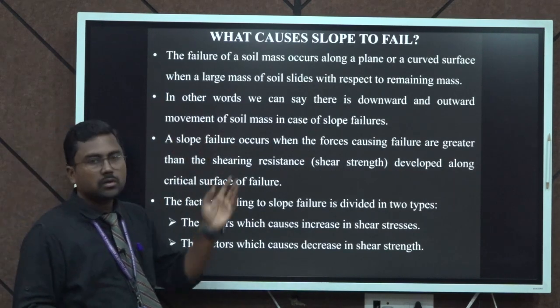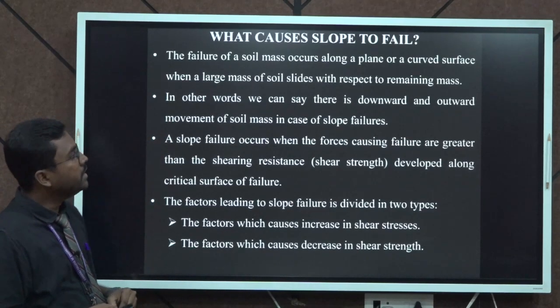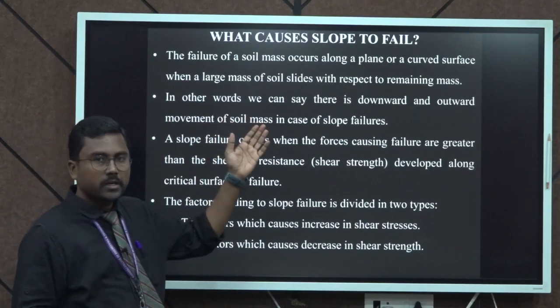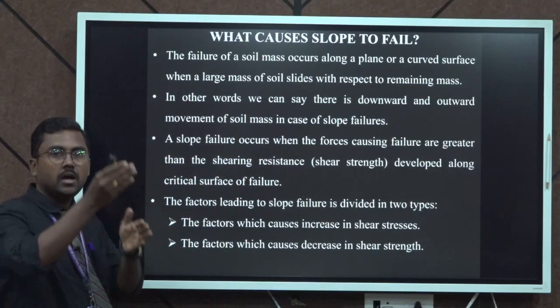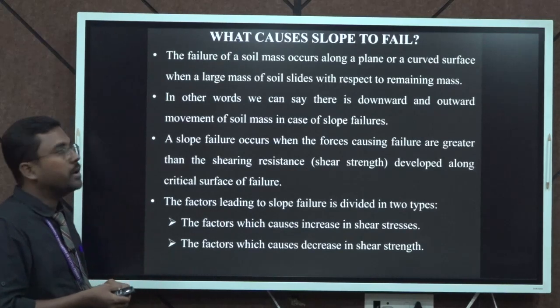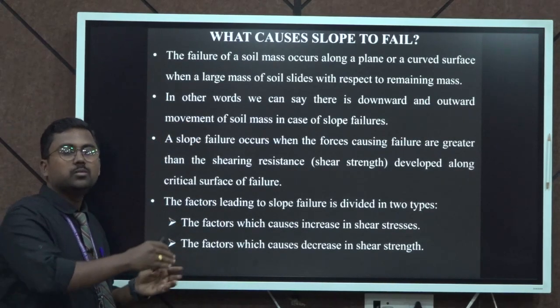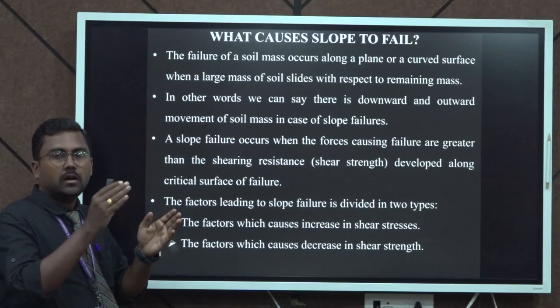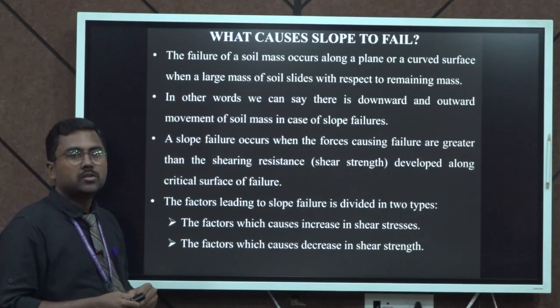And these are the things that cause the slope to fail. The failure of the slope mainly occurs in a plane or curved manner. In other words, we can say that it is a downward or outward movement of the existing soil mass with reference to the existing impermeable soil mass.